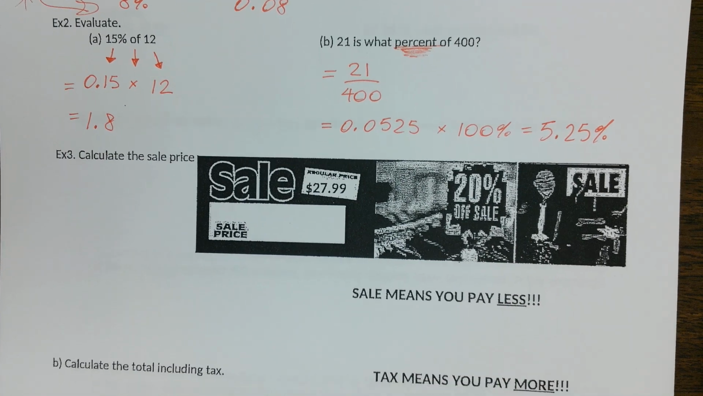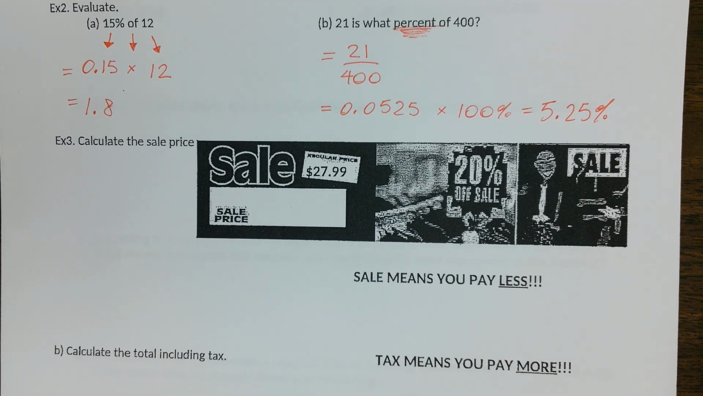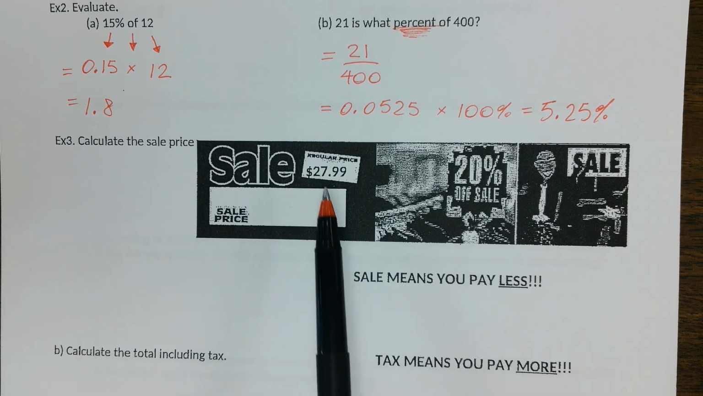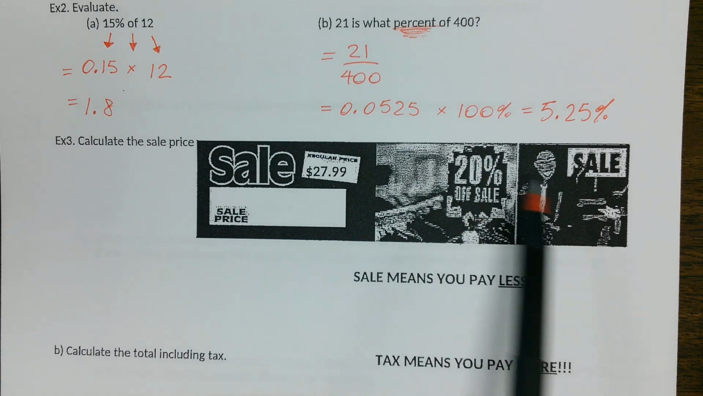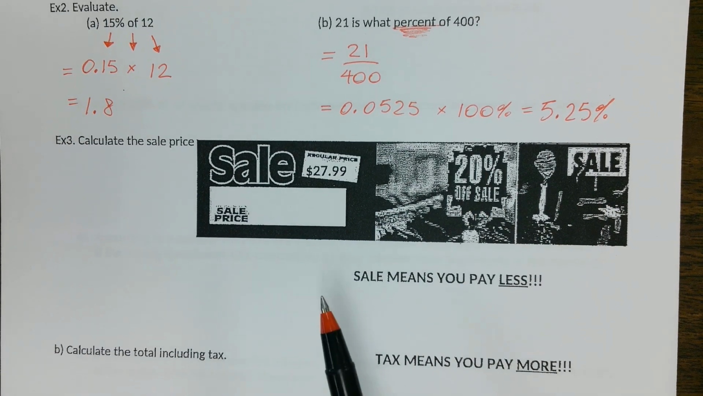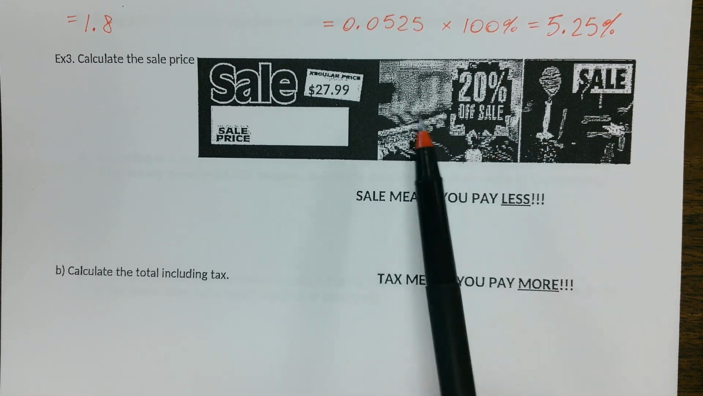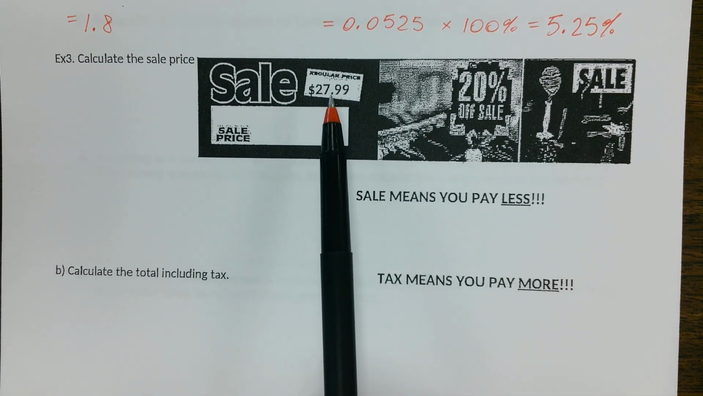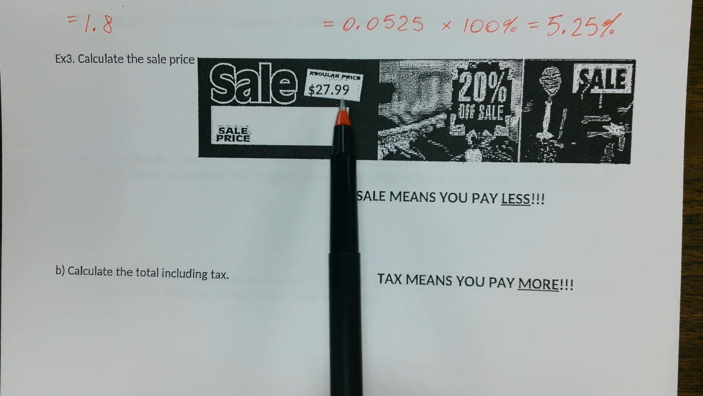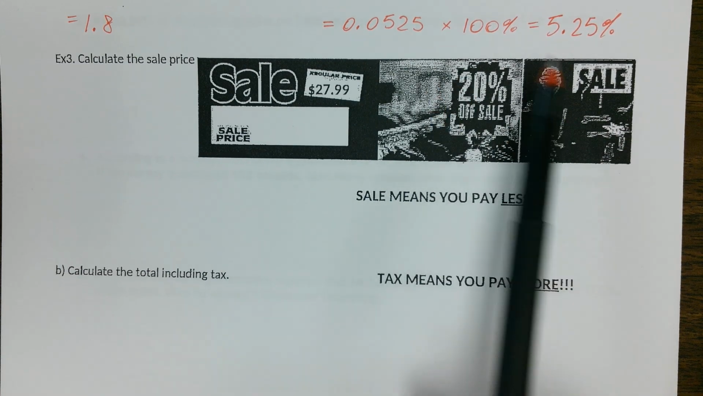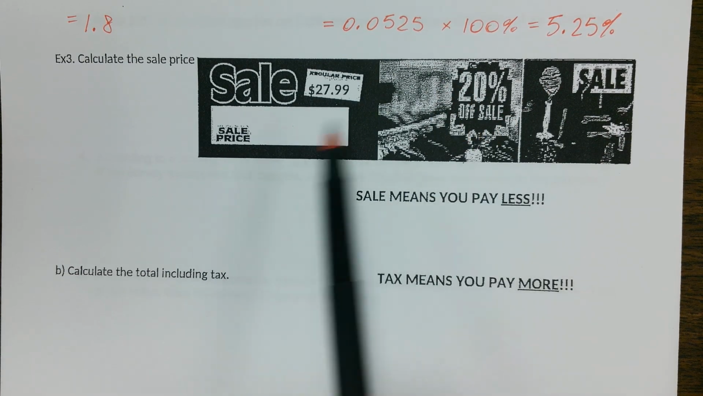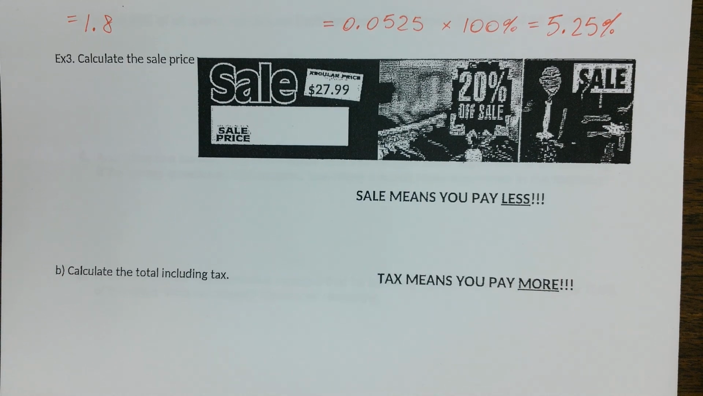All right. So who likes sales? Everybody does. Okay, so when you go shopping, you see all these sale signs. Some are real, some are fake. So for this clothing store, you are looking at something that's $27.99. And there's a big sign that says 20% off. What is your sale price?